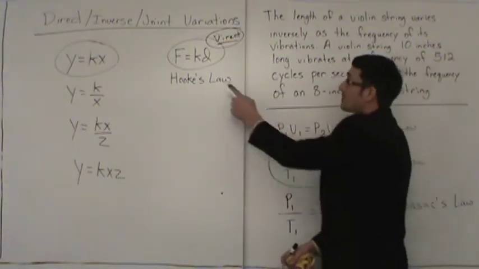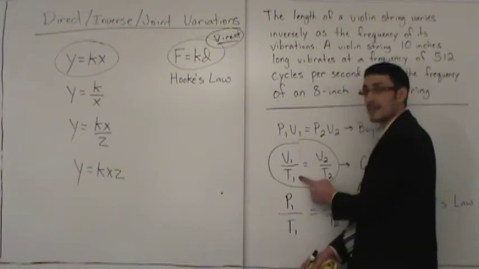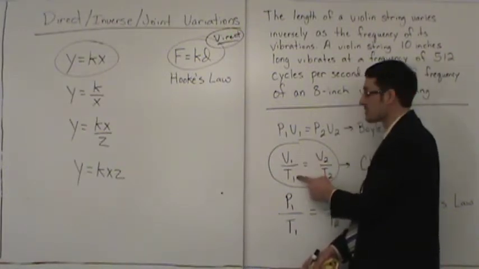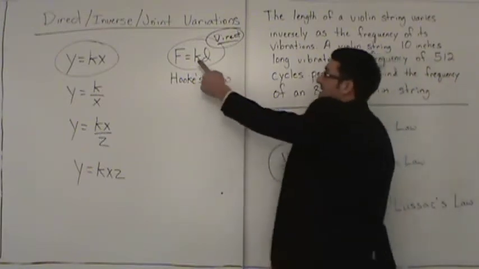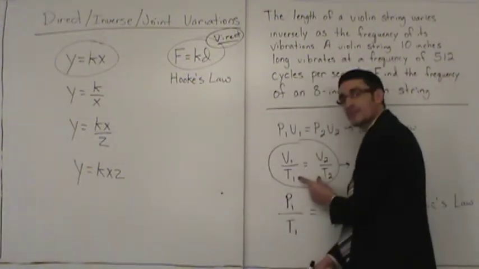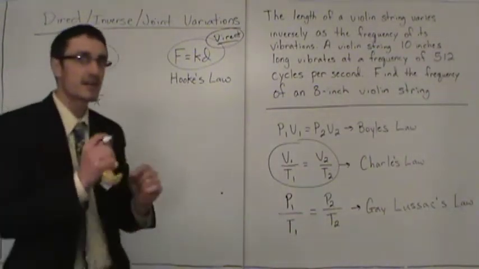We have two variables, F and d. Here we have two variables, V and T, V representing volume, T representing temperature. But what do we not have in this equation? We do not have a constant. We do not have k, the constant of proportionality. I'm going to show you how to take these equations and eliminate the constant.